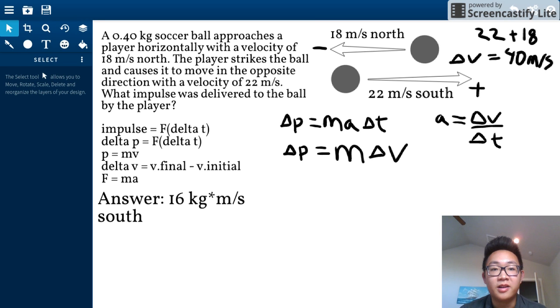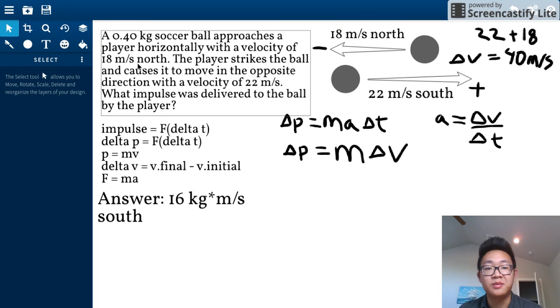All right. So this is chapter 6, practice B, problem number 3. And it says a 0.4 kilogram soccer ball approaches a player horizontally with a velocity of 18 meters per second north. The player strikes the ball and causes it to move in the opposite direction with a velocity of 22 meters per second. What impulse was delivered to the ball by the player?